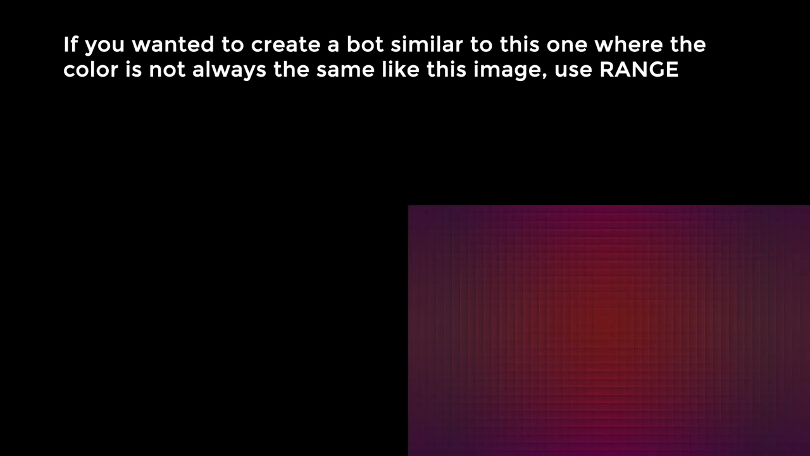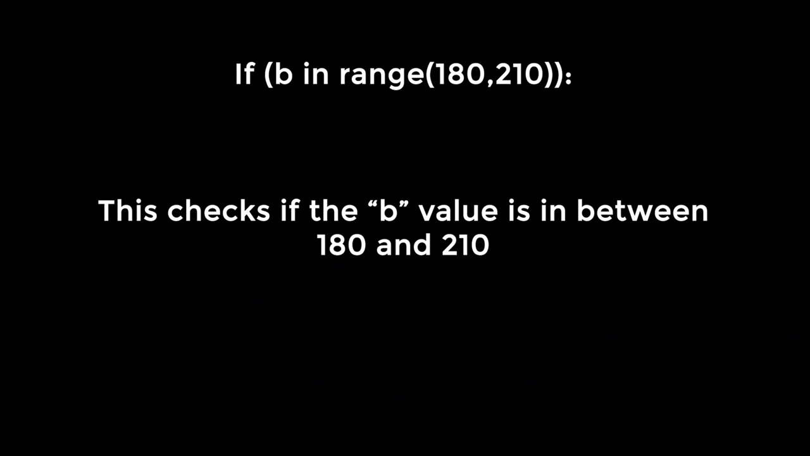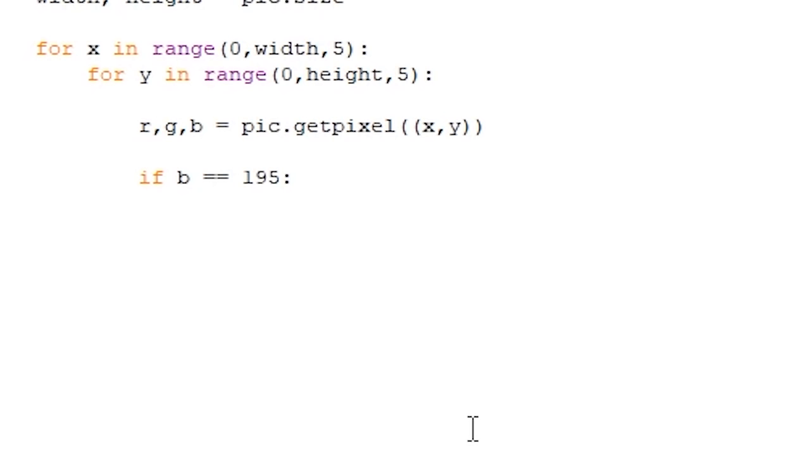But if you wanted to create a bot similar to this one, where the center is not always going to be the same color, then you can use range again. If you were to use range, the line would look like this: if B in range(180, 210). This will check if the blue value stored in B is between 180 and 210. In my case, checking for a range is unnecessary, so I will just stick with if B equal 195.